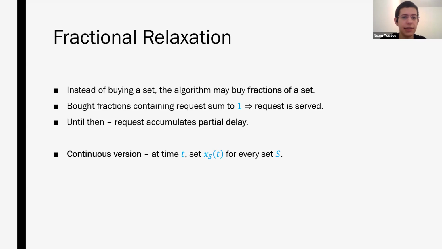But consider that the fractional version of the problem also has a continuous description. And in this continuous description, we in fact set a buying function. The algorithm sets a buying function at any point in time t for every set s. That buying function is denoted by x_s(t). And this buying function is integrated to find the total bought fraction of that set over some interval in time. So let's make this concrete.